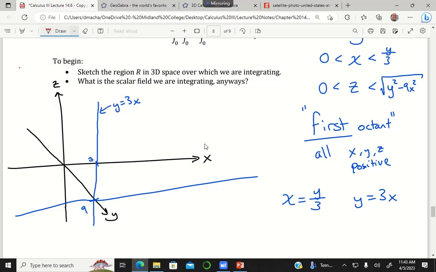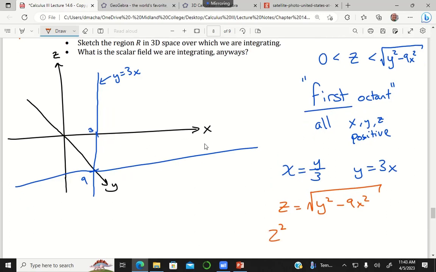And then for my z, I can set z equal to the square root of y squared minus 9x squared to try to get a feel for how z works. And this gives me z squared is equal to, well, let me write 9x squared minus y squared plus z squared equals 0, if I rearrange that enough. And this is true if x, y, and z are all equal to 0, so I know that the origin belongs to that set.